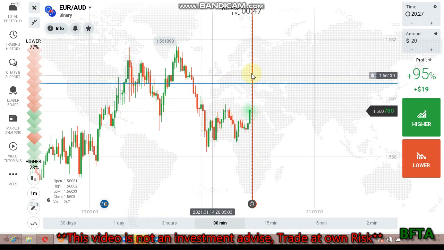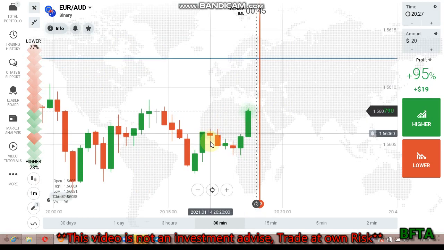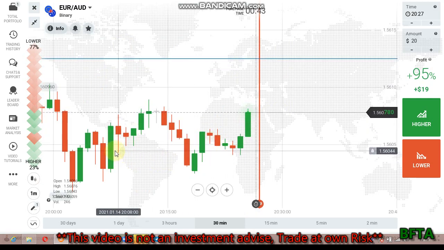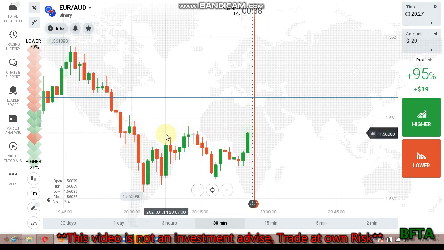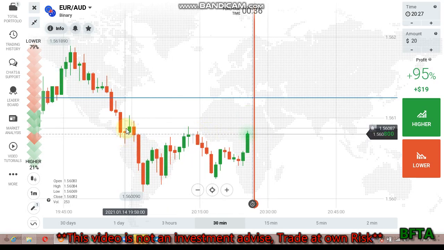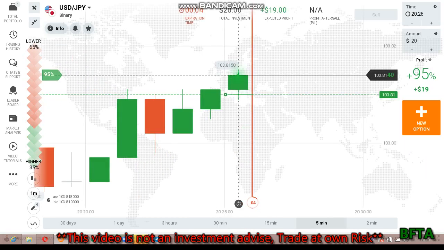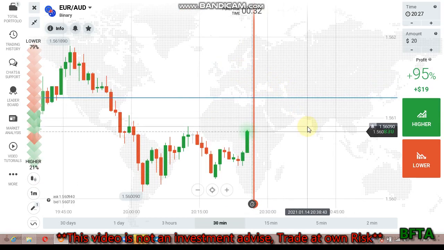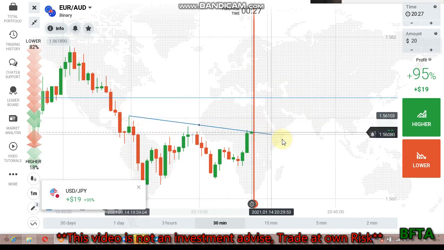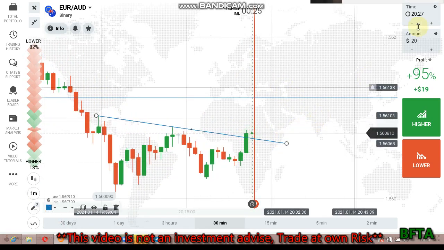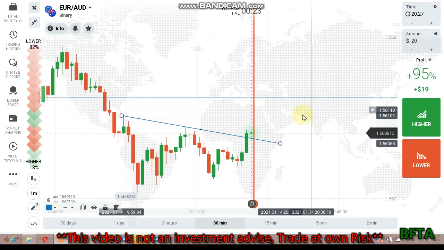We can see bullish movement after the downtrend, and we have some buyers at this area, and some sellers at this area as well, and a reversal. This is more complicated for me, so let me check and see what is going on.